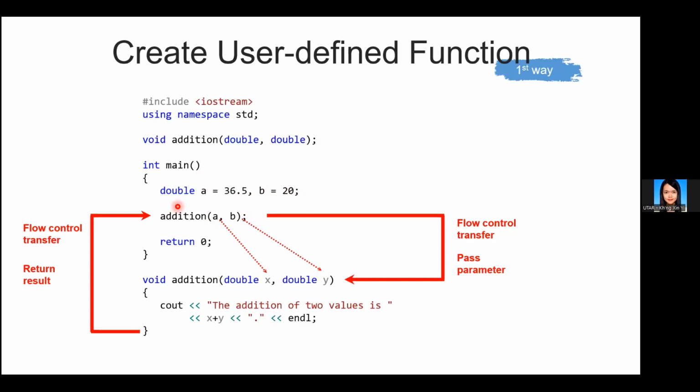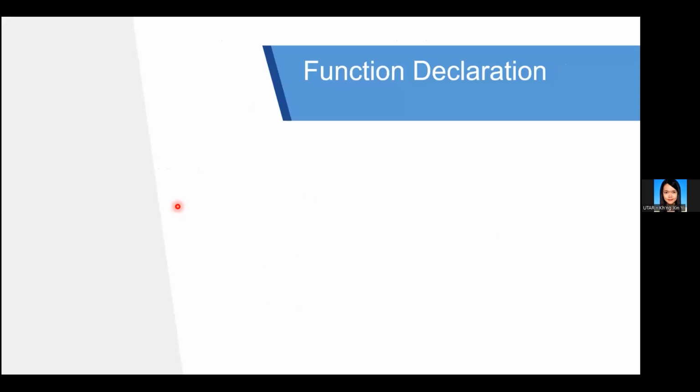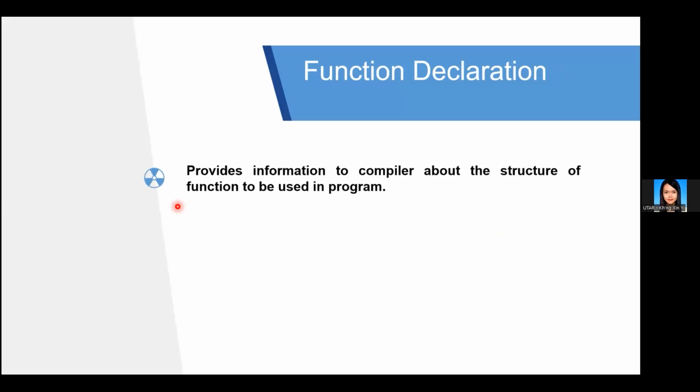So the same thing goes for the function declaration. Why we want to declare the function is just the same as why we want to declare the variables. You just need to tell the compiler about the existence of the function. You want to tell the compiler that, okay, there's a function in this program. And at the same time, you provide the information about the structure of the function to be used in this program. So what does this structure of the function mean?